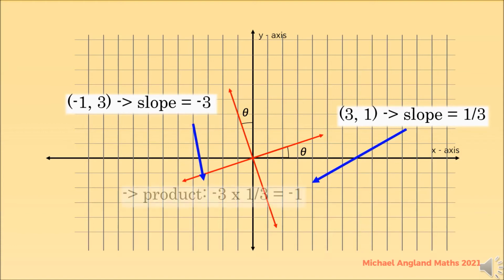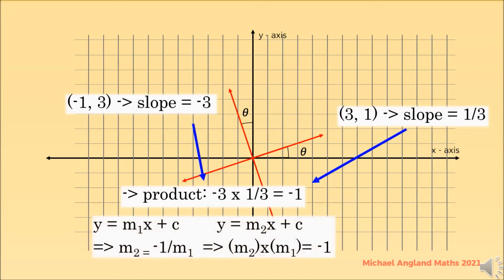Look what happens when we take the product of those two slopes. Minus 3 times 1/3 is equal to minus 1. This shows us that when we have y is equal to m1 of x plus c, and y is equal to m2 of x plus c, where these two lines are perpendicular, the slopes have a product of minus 1, or m2 is equal to minus 1 over m1.